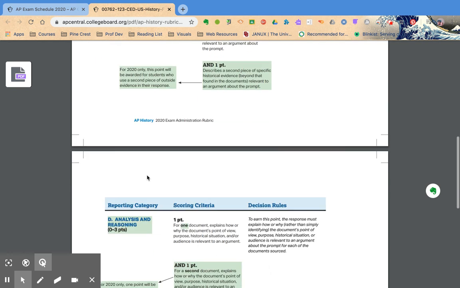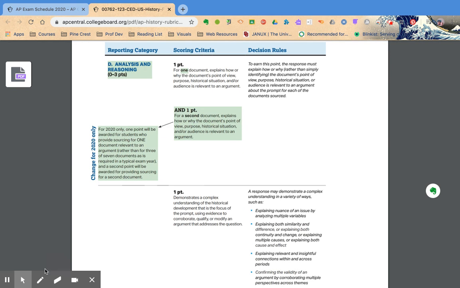And then lastly, let's look at the final bit here. Analysis and reasoning, basically looking at the qualitative part of your argument. And that's, again, where your because becomes really strong. So normally, one point is for explaining how or why the document's point of view, purpose, historical situation, or audience is significant. Now, this is your sourcing question. We've been doing this all year long. So this is your sourcing part of the DBQ.